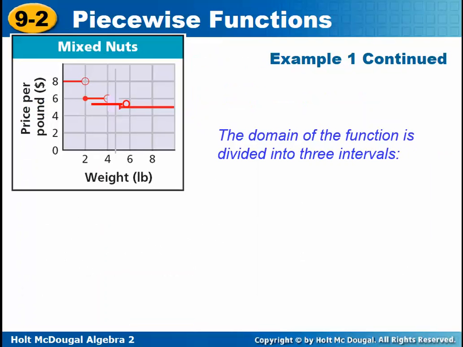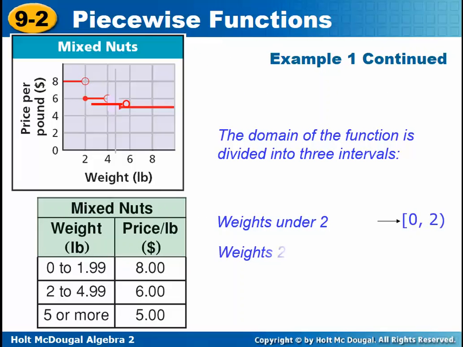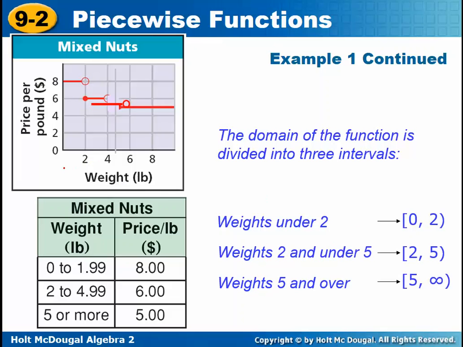Okay, so here's the graph again. It got a little bit chopped up, but we'll be able to figure it out. And for our table, those weights under 2 pounds were $8. So the price per pound is $8. So for your table, you could write 0 to 1.99, if you had to say less than 2. This is to the nearest cent since it's price.